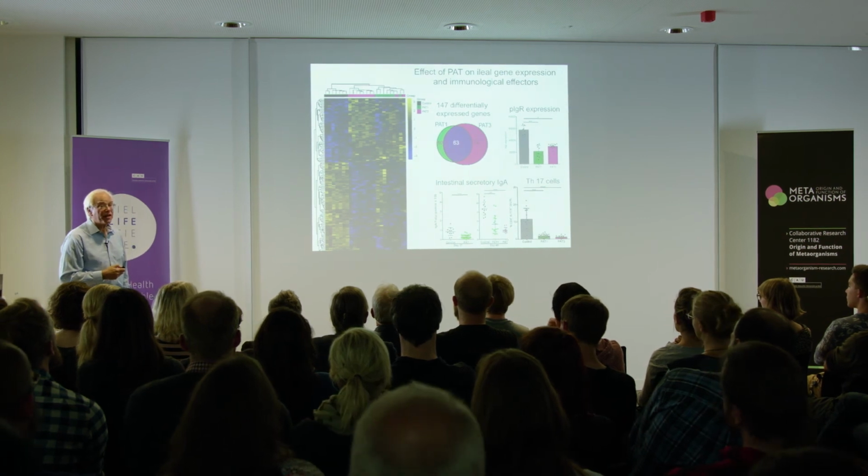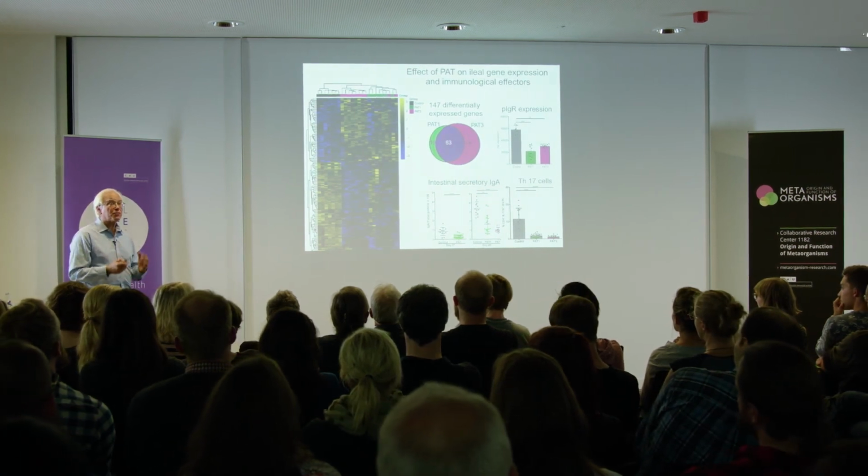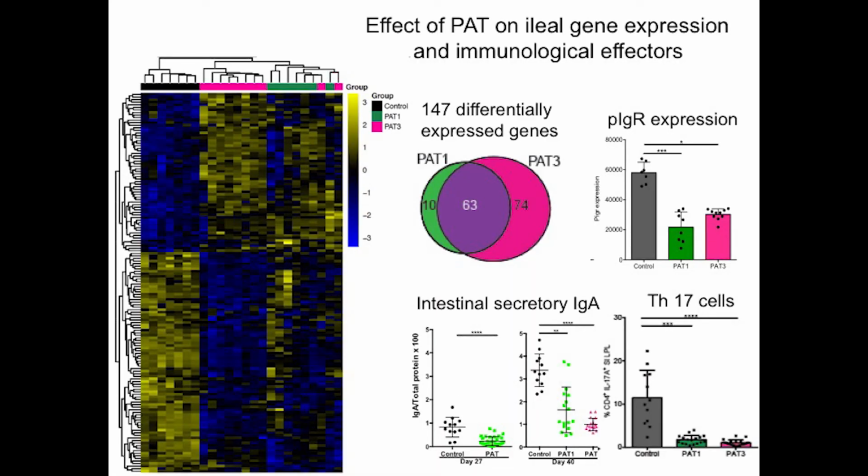We asked, what's the effect of the antibiotic on gene expression in the host? Here we're looking at a heat map of gene expression in the ileum. This is from the NanoString nCounter assay. In this unsupervised hierarchical clustering, in black are the control mice, and in color are the mice that received 1 or 3 courses of antibiotics.